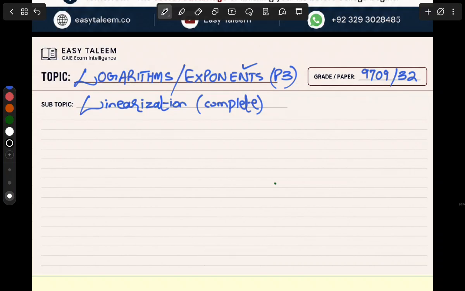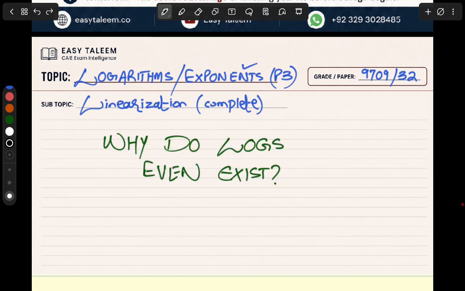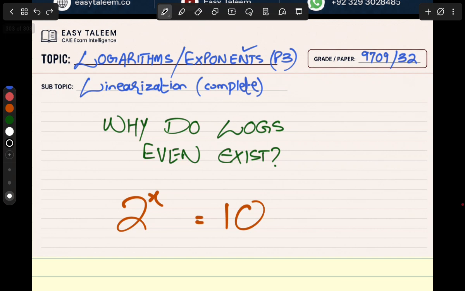Today is the final lecture of our Logarithms and Exponentials chapter. If you've been following this series from the beginning, you'll know that we didn't start by memorizing formulas. Instead, we asked a simple question. Why do logarithms even exist? Because algebra broke. The equation 2 to the power x equal to 10 couldn't be solved using the algebra you already knew. So mathematicians invented a brand new function, the logarithm.